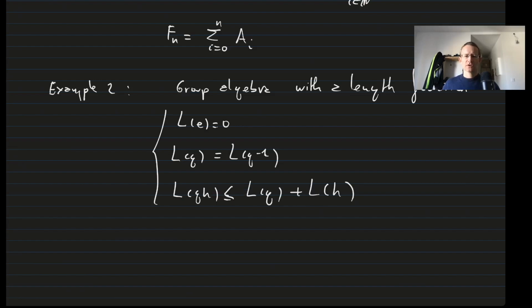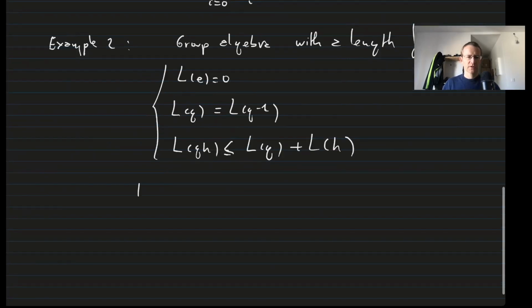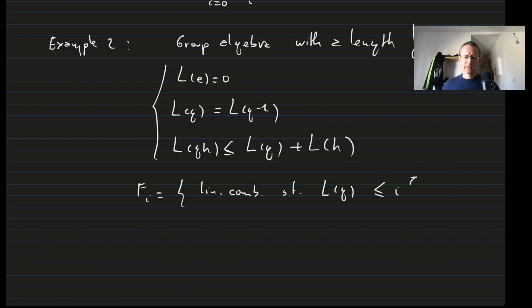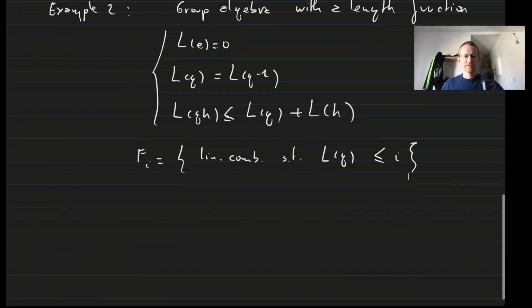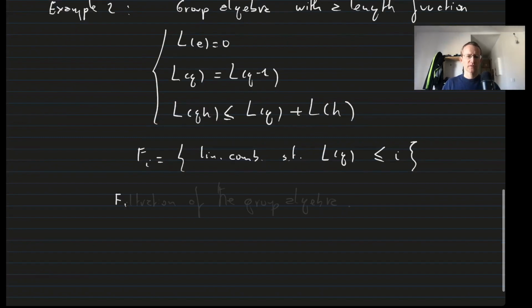To extend this function to the group algebra by linearity and taking the top length, we can then define the filtration in the group algebra such that we put in Fi all linear combinations of group elements such that the length of the group elements appearing in the combination is smaller or equal than i. Because of the last property of the length function, this defines a filtration of the group algebra.